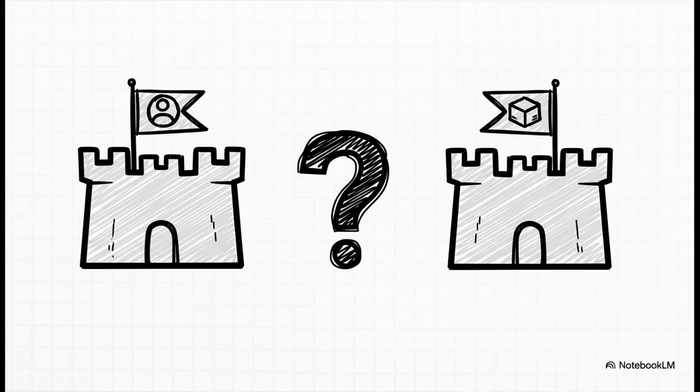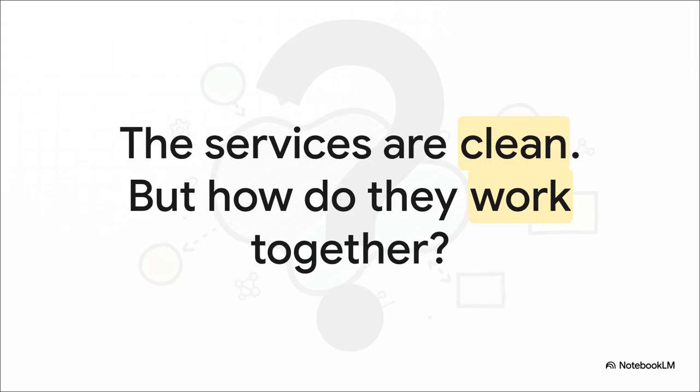But in solving one problem, we've just created a brand new one. And this is the million-dollar question, isn't it? The services are clean, they're separate, but now what? If they don't know about each other, how does anything actually happen? How does a customer add a product to their wish list? How do these independent pieces come together to act like one single working application?